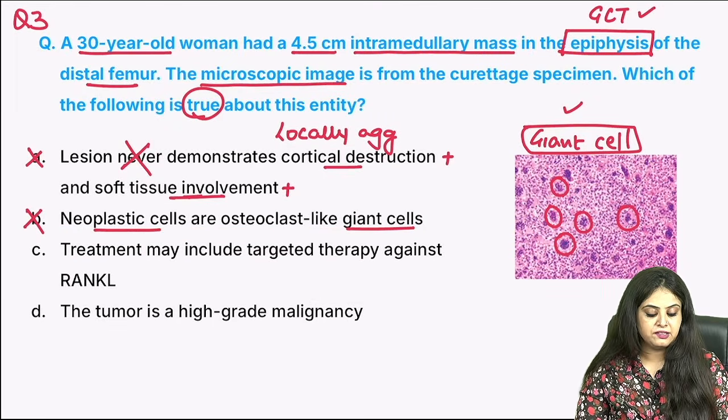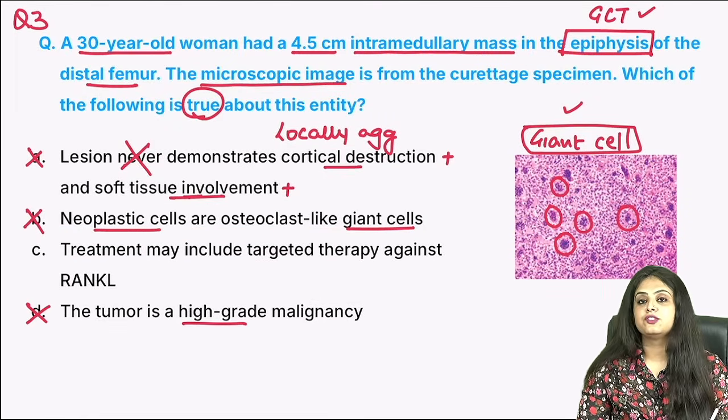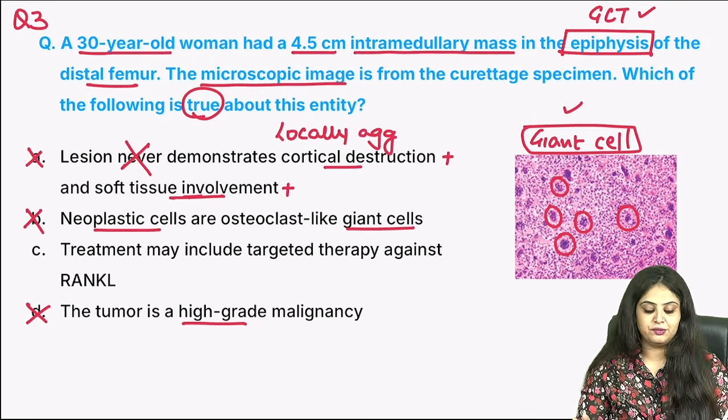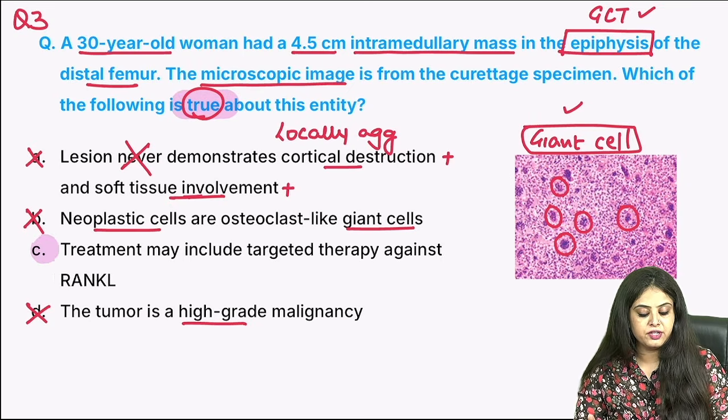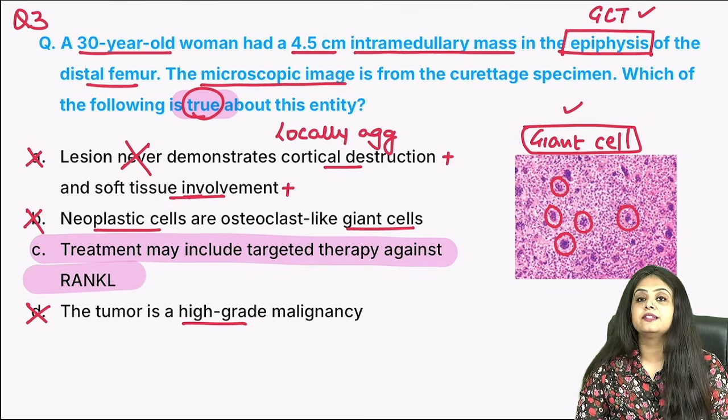Coming to option D, which says that the tumor is a high grade malignancy. I just now told you it's neither very low grade nor very high grade. It is somewhere in between. So this is also ruled out. The only correct statement over here is that treatment includes therapy against RANKL.